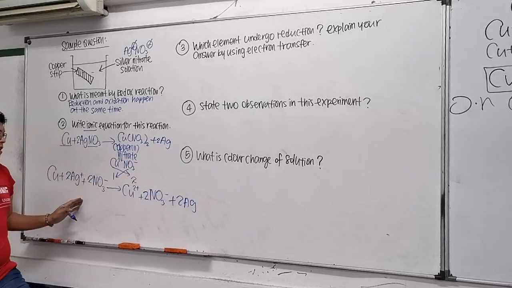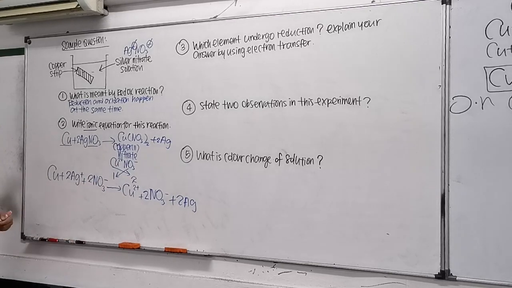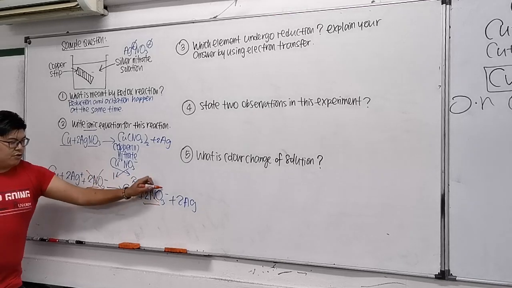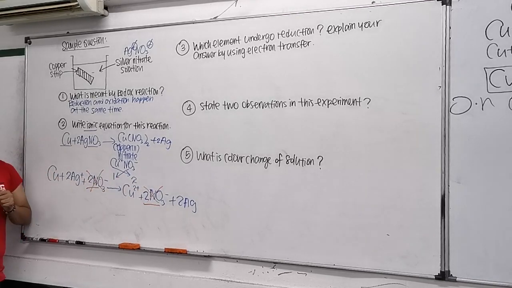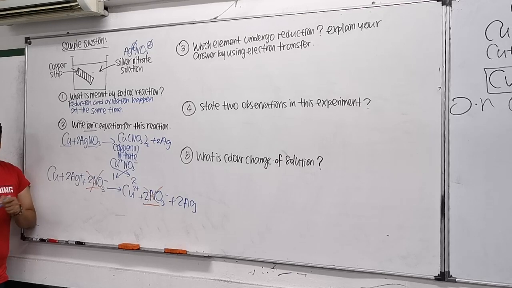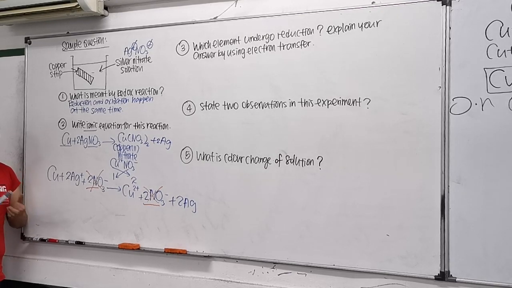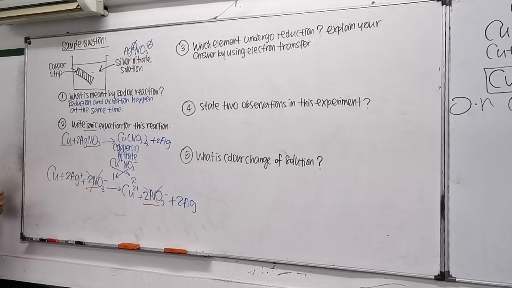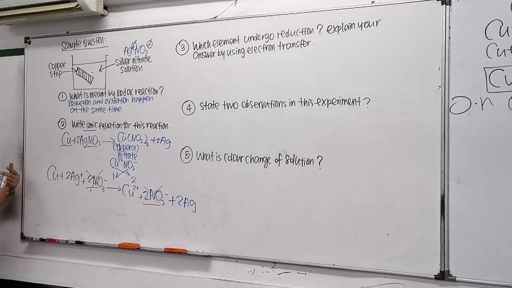Compare among left and right, and you realize the NO3 doesn't change at all. Cut it out. So this remaining answer is your ionic equation. Clear? That's how we get the ionic equation. Learn how to get it, don't memorize. Okay? Learn how to get your ionic equation. Alright, so we have got our ionic equations already.